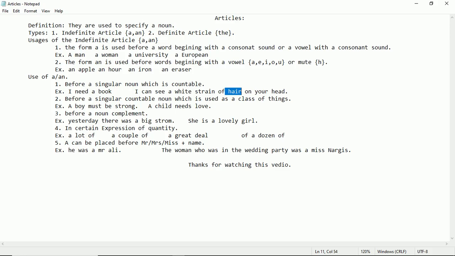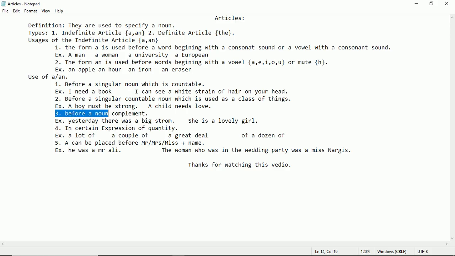Number 2, before a singular countable noun which is used as a class of things. What do I mean by a class of things? For example, you mention a thing and we consider that for all the things. For example, a boy must be strong. Here, it doesn't mean that a specific boy must be strong. It means all boys must be strong. A child needs love. It doesn't mean just one child needs love. It means all children need love.